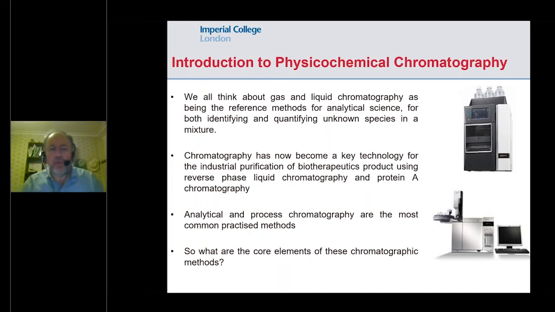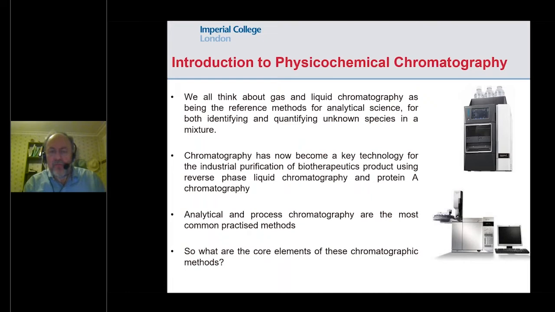If you want to identify and quantify unknown species in a mixture in the gas phase or the liquid phase, gas and liquid chromatography are really the go-to techniques. And indeed, more recently, we've seen chromatography move into manufacturing. The industrial purification of biotherapeutics using reverse phase liquid chromatography and protein A chromatography has become a major advance in the manufacture of biotherapeutics and is now a standard industrial process. So analytical and process chromatography are both used. There must be a million chromatographic instruments in use at any one time in the world.